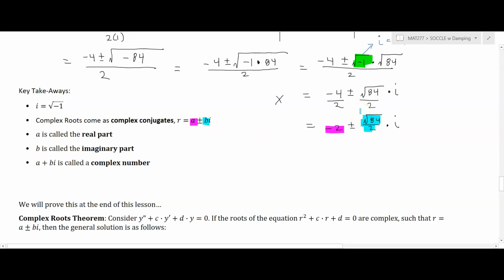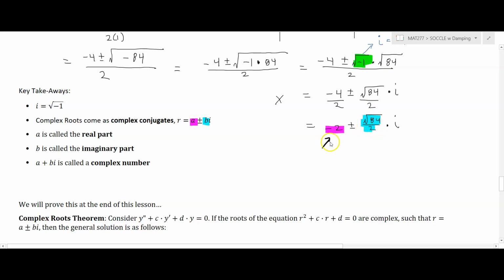So these are going to become important. a is called the real part, and they come in complex conjugates, meaning that you'll have a plus bi and you'll have a minus bi, and that's always true if you're going to have complex roots. So a itself, negative 2, is called the real part because it's the real part of this complex number. A complex number could have a real part, an imaginary part, or both. And b is called the imaginary part. Now, people want to say it's the square root of 84 over 2i that is the imaginary part, but no, we're referring to just the coefficient, the square root of 84 over 2.